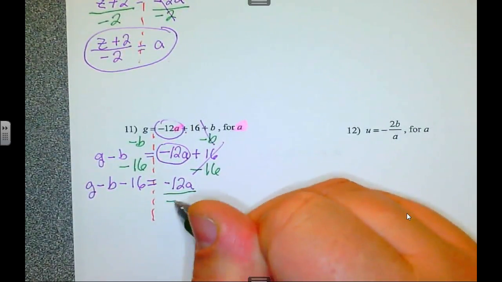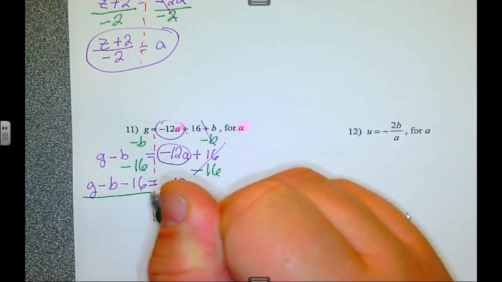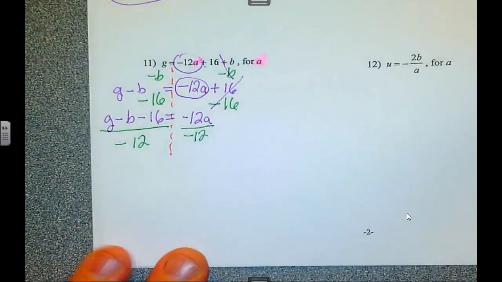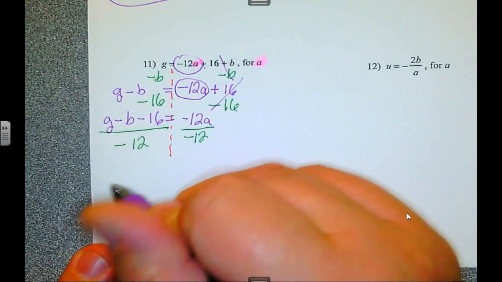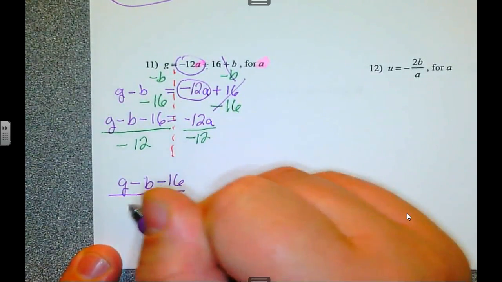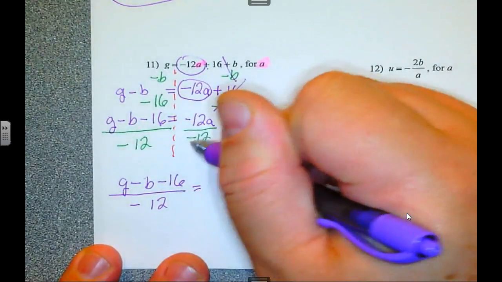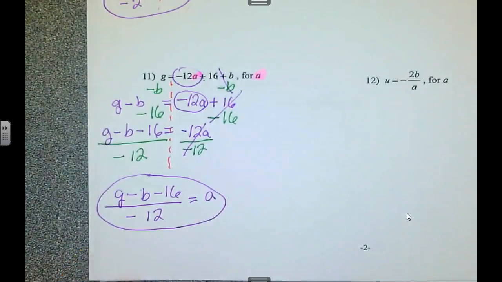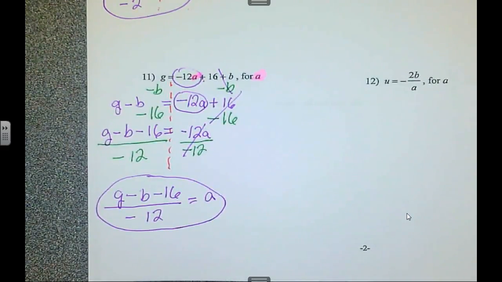Divide by the coefficient, negative 12. Divide the whole thing by the coefficient, negative 12. So I get g minus b minus 16 divided by negative 12 equals my a. So they get kind of messy, but still not all that difficult. I'm going to do one more, number 12.